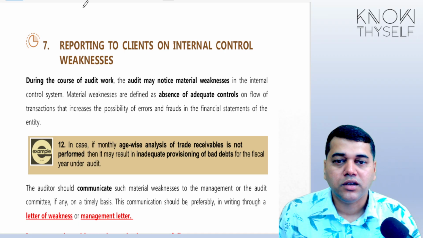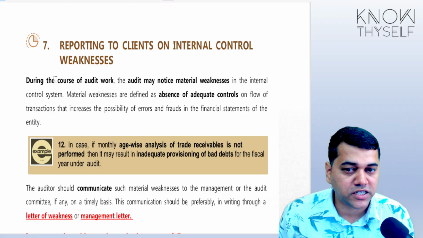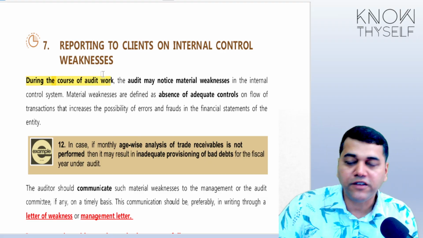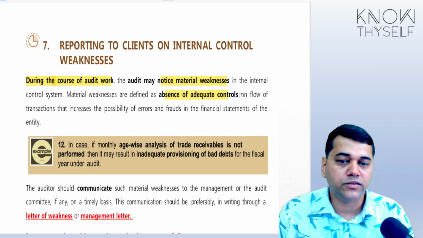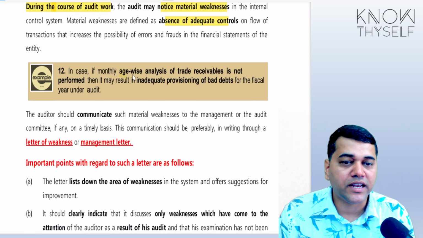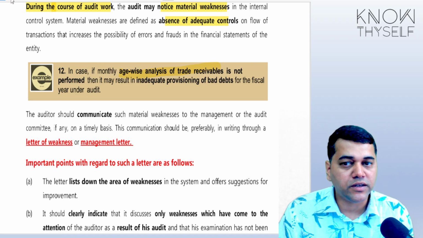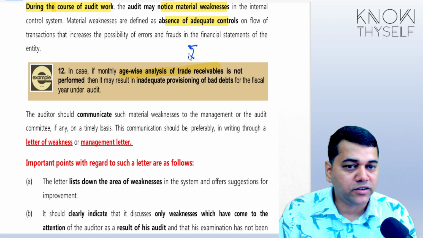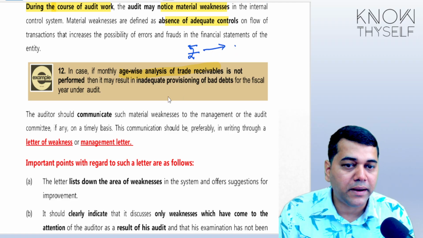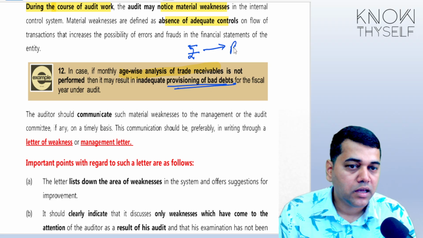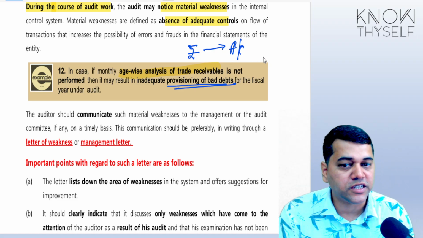Now, communication of the internal control weakness during the course of audit. Please understand, your work was not to identify the weakness. In the course of audit, you may come across a material weakness because controls are missing, like age-wise analysis of trade receivables is not performed. If age-wise analysis is not done, it is going to result in bad debt, a cash risk. And this bad debt is going to affect your reserve for bad debts. RBD is an accounting risk, which is going to create a material misstatement in the financial statements.